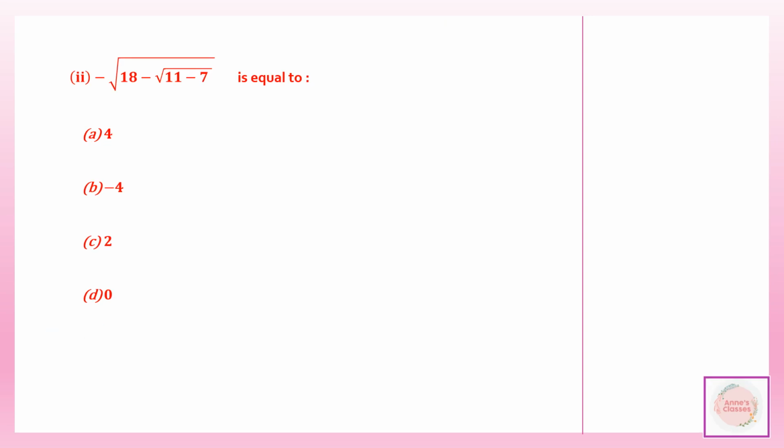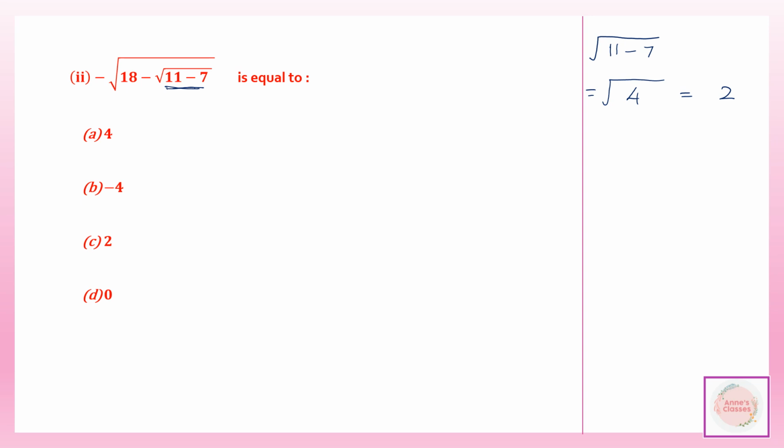Next question. Here we have the square root of 18 minus the square root of 11 minus 7. So first we have to work out this. 11 minus 7 is 4, isn't it? And what is the square root of 4? That means, what is the number which when multiplied by itself will give us 4? 2, isn't it? 2 twos are 4.